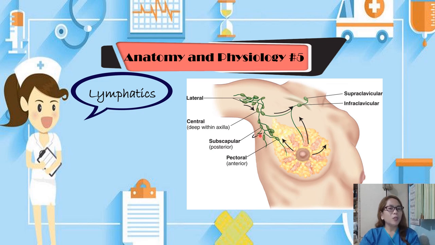The subscapular nodes, or subscapular posterior, are located along the lateral border of the scapula. They drain the posterior chest wall and a portion of the arms. Another is the lateral lymph nodes, located along the upper humerus. They drain most of the arms. Lahat naman ng lymph drains from the central axillary nodes to the infraclavicular or supraclavicular nodes.